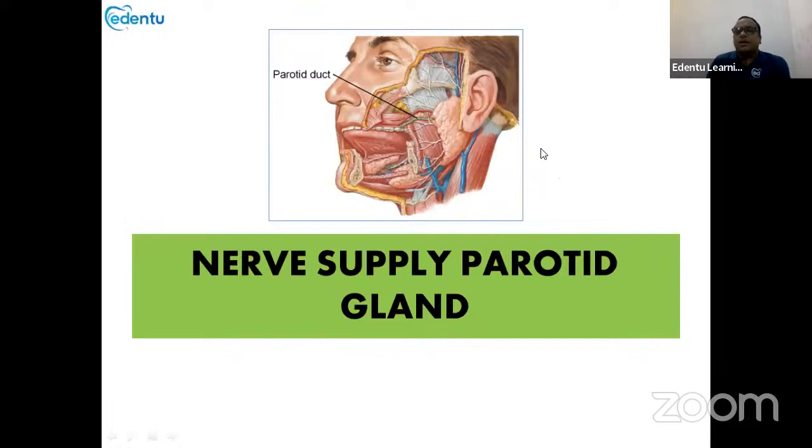Okay. Next question of the day: nerve supply to parotid gland. Again, a very, very important question. It's a main question. In this question, you know the introduction, features, borders, sides, blood supply, everything you have to write. Nerve supply is the one which becomes a little tricky in nature.